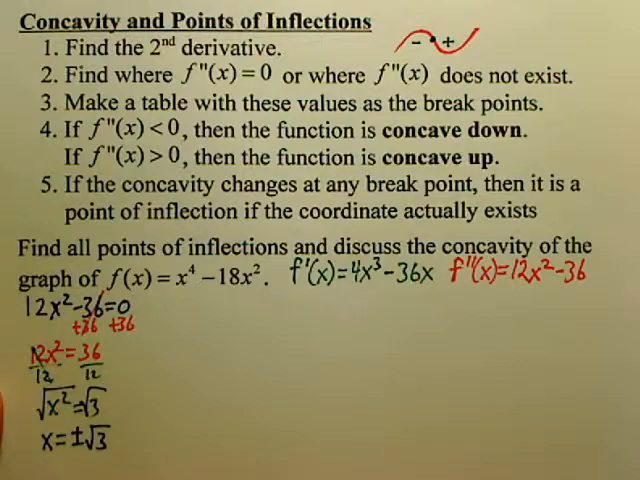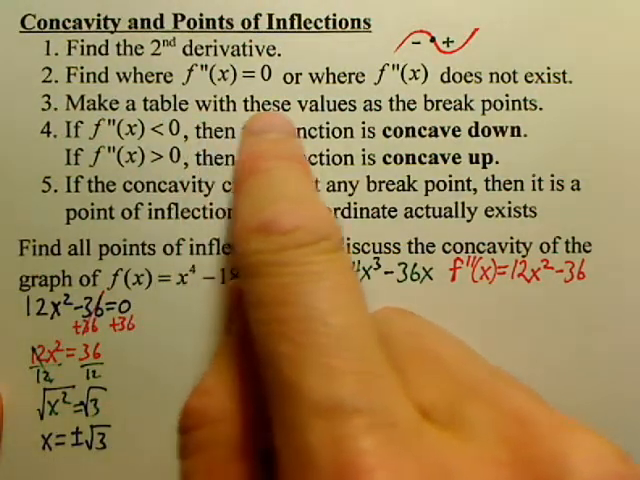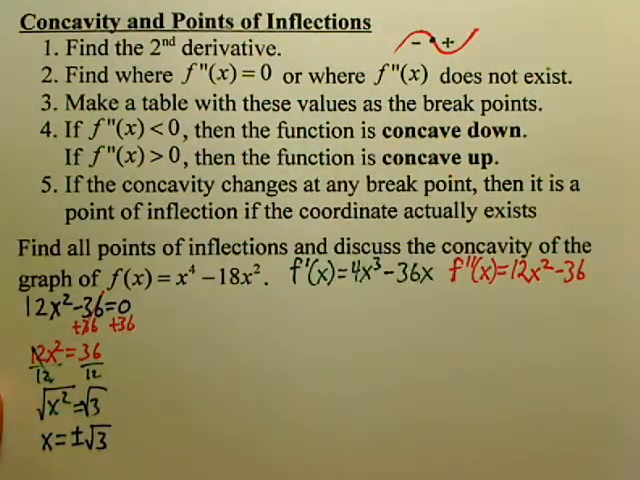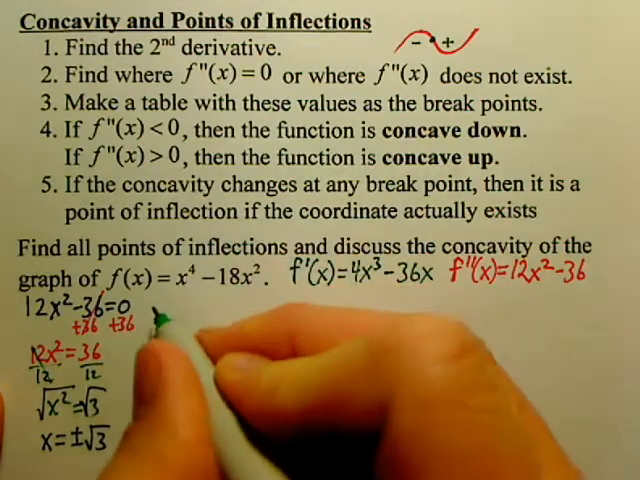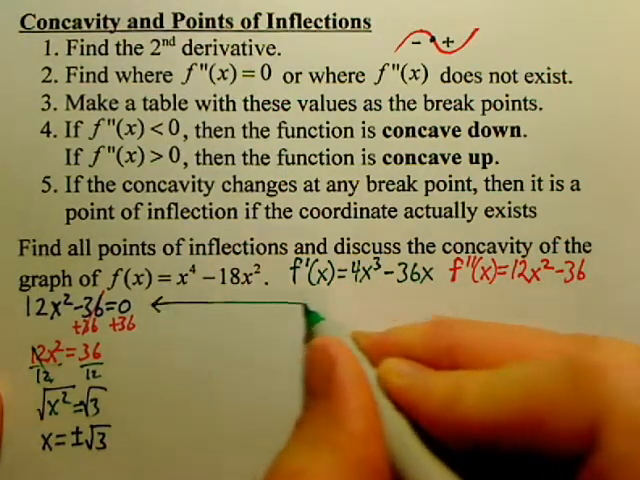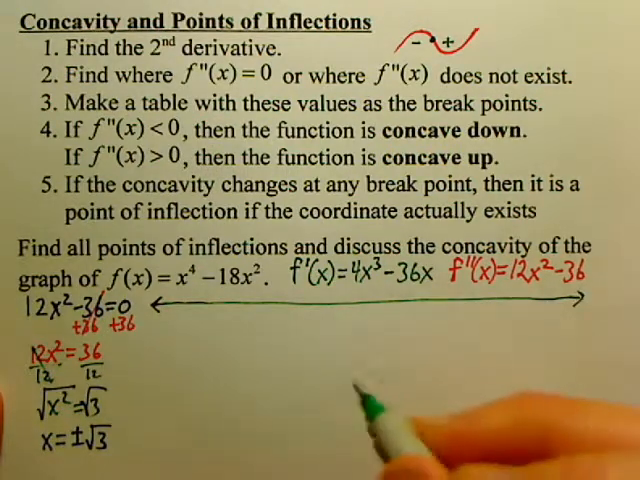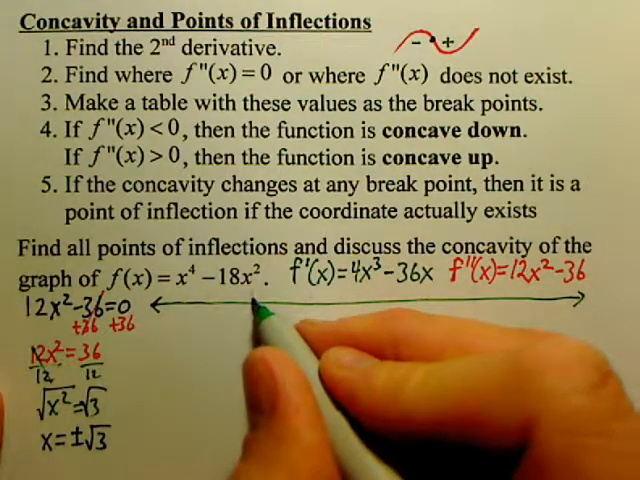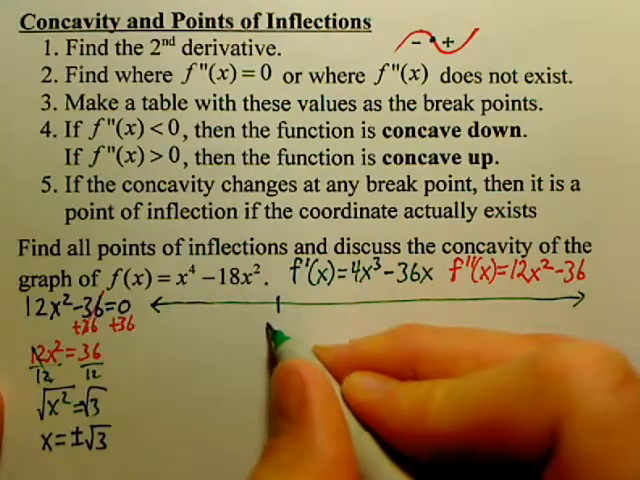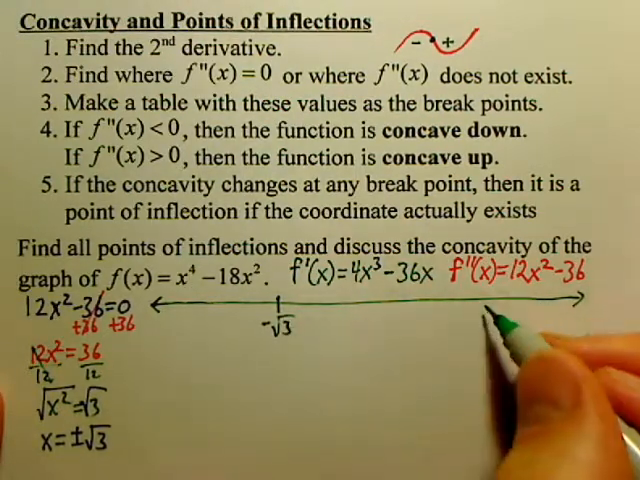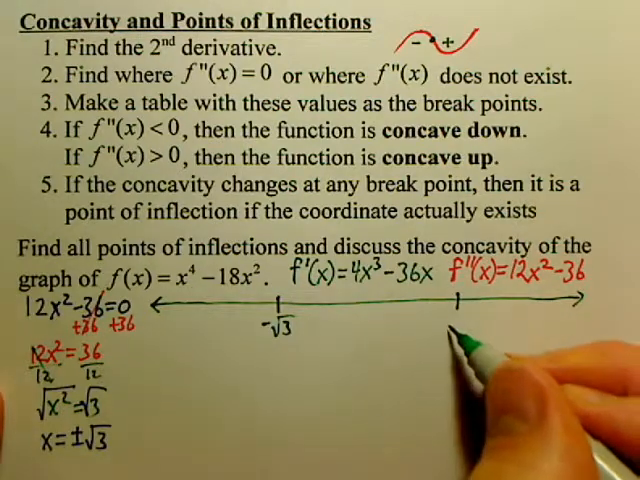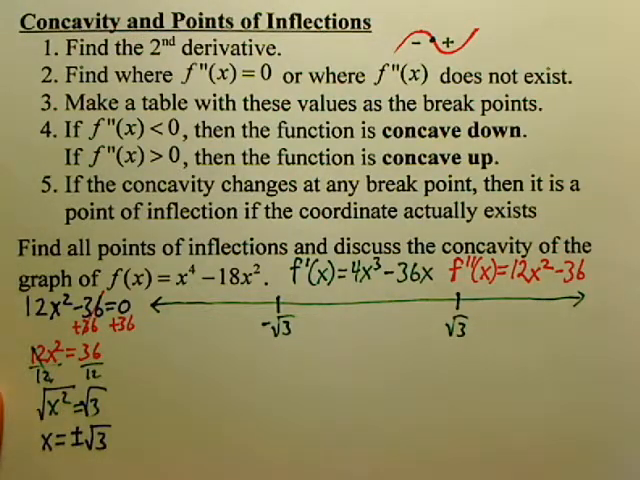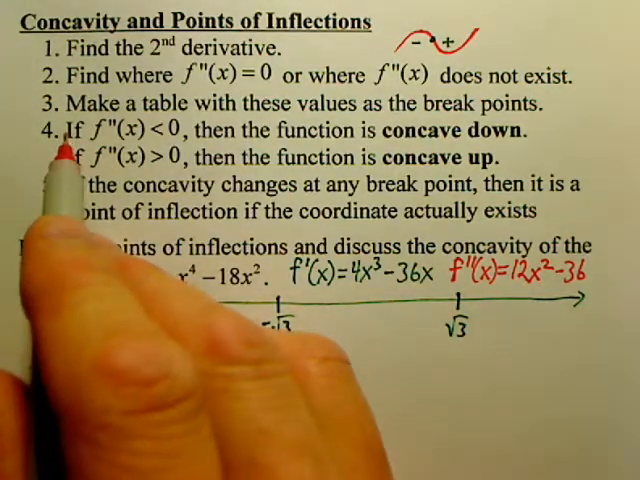All right, next, make a table with these two values as breakpoints. So here we go. I'm going to make a table, a number line. And what I'm going to do here is make these values the breakpoints. So I'm going to make one of the breakpoints the negative square root of 3, and the other breakpoint is the square root of 3. All right, so make a table. Those are my breakpoints.